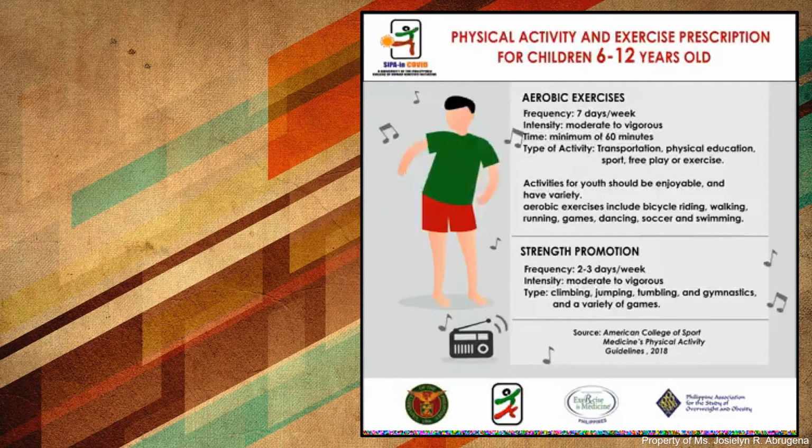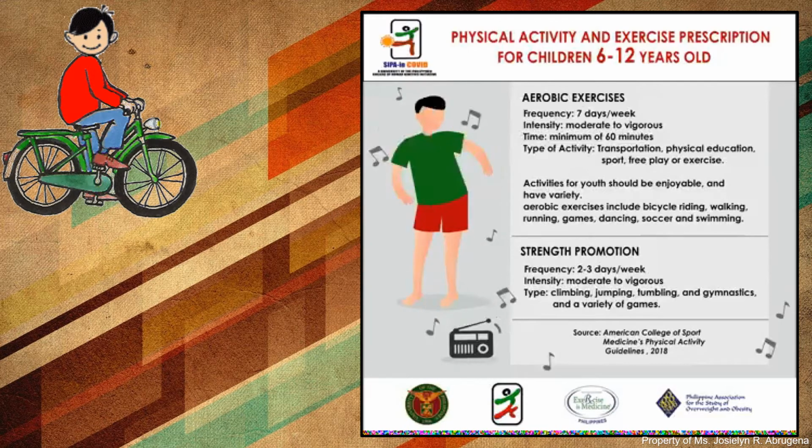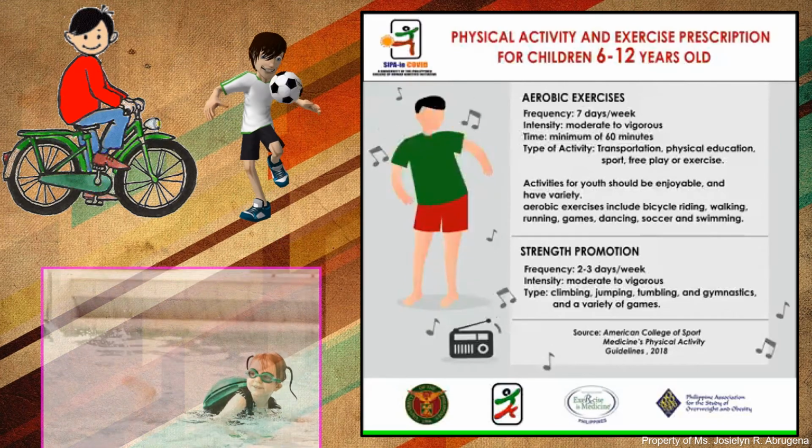Physical activity and exercise prescription for children 6 to 12 years old. Aerobic exercises. Frequency, 7 days per week. Intensity, moderate to vigorous. Time, minimum of 60 minutes. Type of activity, transportation, physical education, sport, free play, or exercise. Activities should be enjoyable and have variety. Aerobic exercise includes bicycle riding, walking, running, games, dancing, soccer, and swimming.